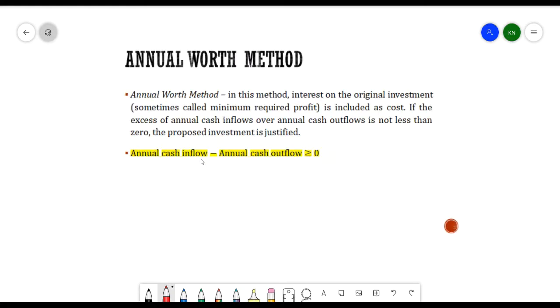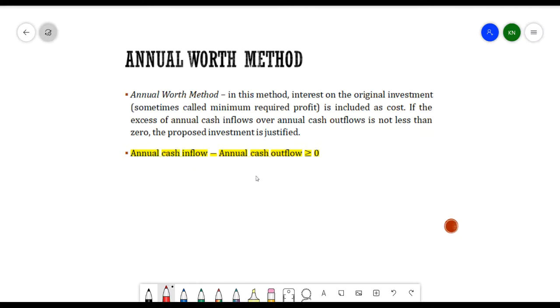So what is the annual worth method? In this method, interest on the original investment, sometimes called minimum required profit, is included as cost. If the excess of annual cash inflows over annual cash outflows is not less than zero, the proposed investment is justified. Meaning to say, we can still profit if the annual cash inflow over annual cash outflow is not less than zero. We have the formula now: annual cash inflow minus annual cash outflow.